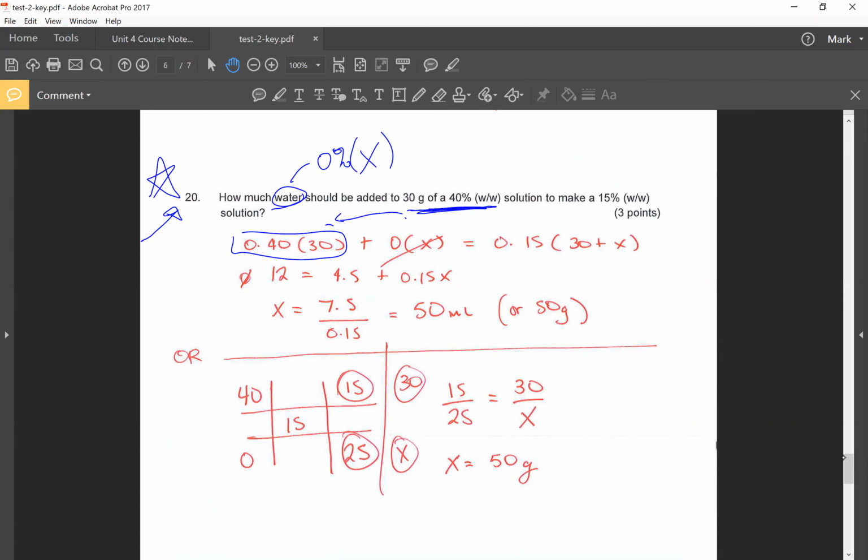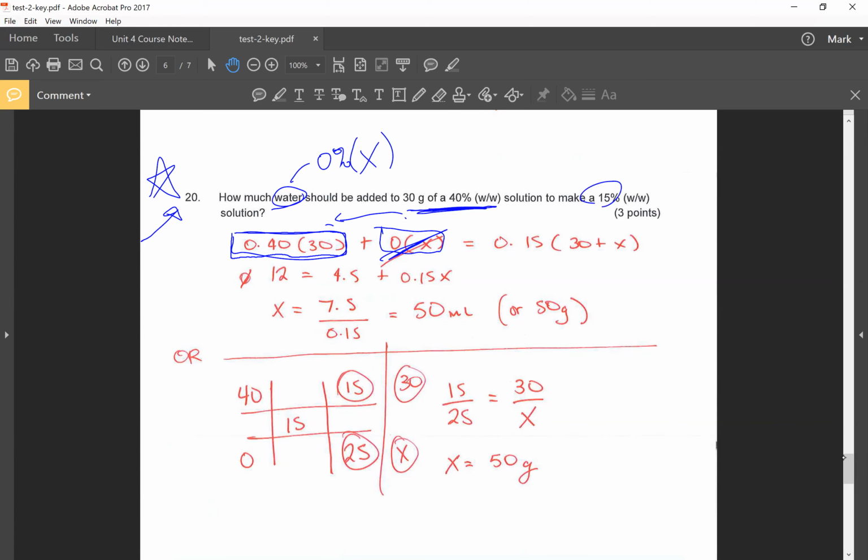So that's 0% times X, right? But we don't need that. The water isn't going to equal anything. But here's where a lot of people messed up. It's going to make a 15% solution weight by weight. Now, we have our 40% times our 30 plus our water, which equals 0.